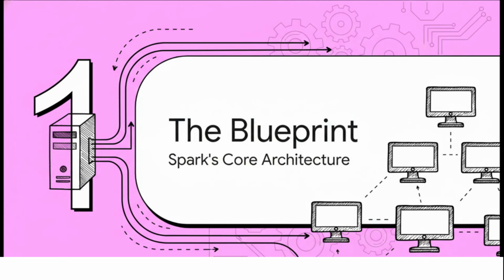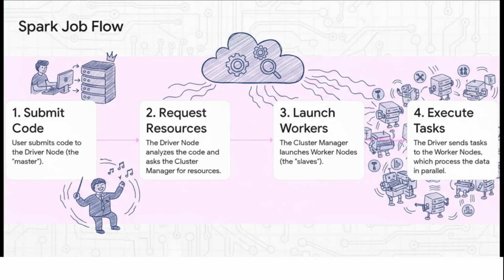Okay, so how in the world does Spark manage this whole team of computers? It uses something called a driver worker architecture, which really acts as the central command for the entire operation. Let's just follow the process step by step. First, you submit your code to the driver node. Think of this as the orchestra conductor. The driver looks at your code, figures out a plan, and then goes to the cluster manager and asks for the resources it needs. The cluster manager then brings in the worker nodes. These are the actual musicians, to do all the heavy lifting, processing little pieces of your data all at the same time.